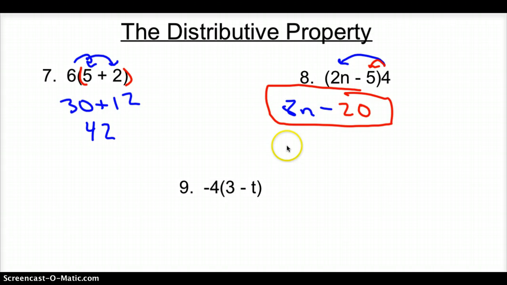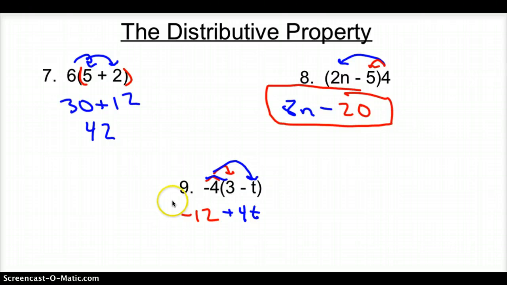One more for the distributive property. Now we have a negative 4. Be very careful. We have to take that negative along with the 4, take it times 3. So negative 4 times 3 is negative 12. Again, we have to take that negative along with the 4 and take it to the t. What is the t? We have a negative t. So negative 4 times a negative t is positive 4t, because multiplying two negatives makes a positive. We cannot simplify anything. So that is our final answer.